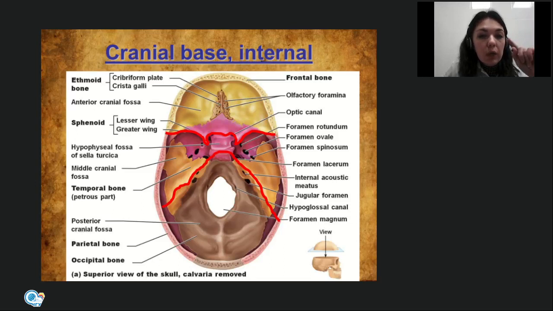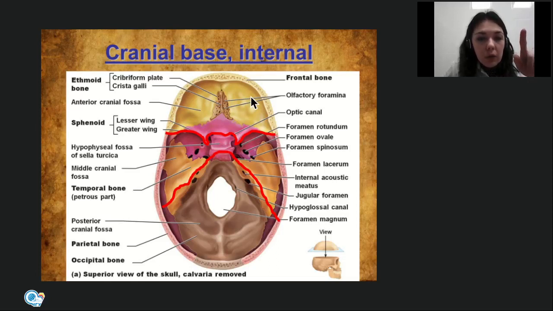The middle cranial fossa is formed by the superior surface of the body of the sphenoid bone and the cerebral surface of the greater wings of the sphenoid bone, the anterior surface of the petrous part of the temporal bone, and some part of the squamous part of the temporal bone. The communications of the middle cranial fossa are the following. First of all, the optic canal passes in the base of the lesser wings of the sphenoid bone and leads to the orbit. Through the optic canal, the optic nerve passes.